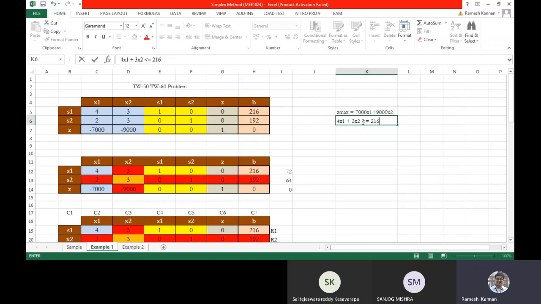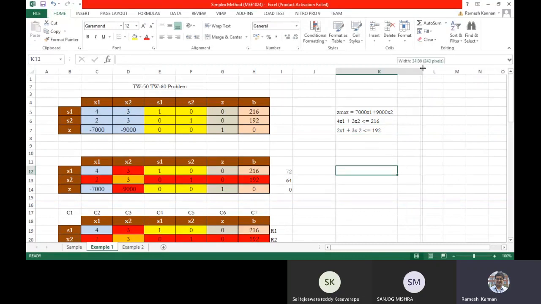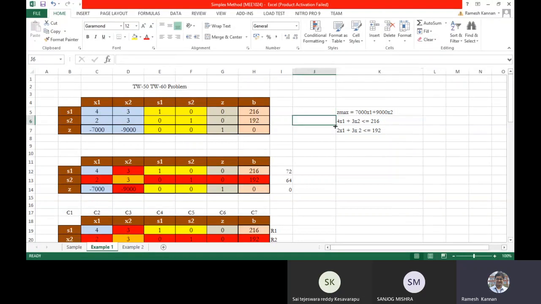Then 2x1 plus 3x2 less than or equals to 192. So this is our initial problem. And here we have only two variables, so we'll be needing only S1 and S2.